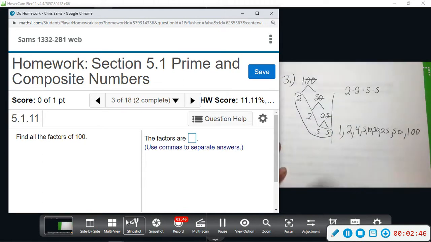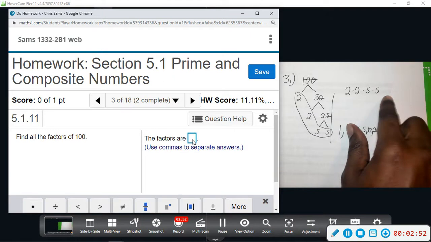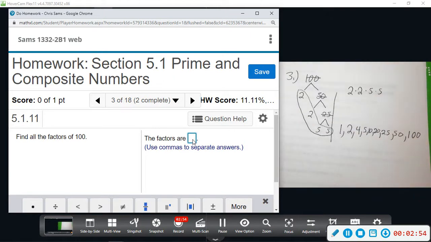So these are all the factors of 100. So just use all possible combinations of your prime factors. We're going to say 1, 2, 4, 5, 10, 20, 25, 50, and 100.